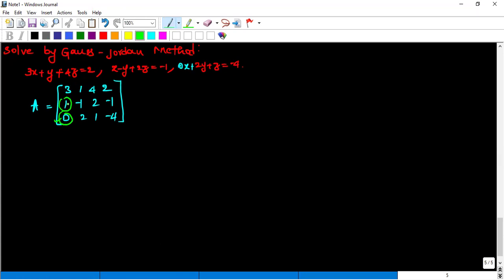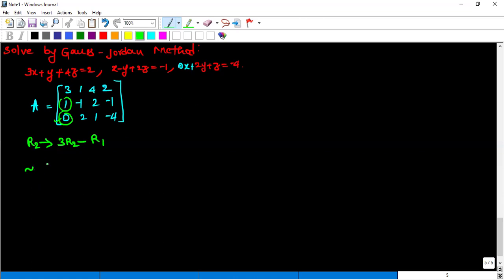We need to think about row 2. So what I will do here, I will transform row 2 with 3R2 minus R1. Hope everyone understood. If I do like this, 3 into R2, 3 into 1 is 3, minus 3 will become 0. Hope everyone understood. Then, if we change it, what we will get? We will get the matrix like this.